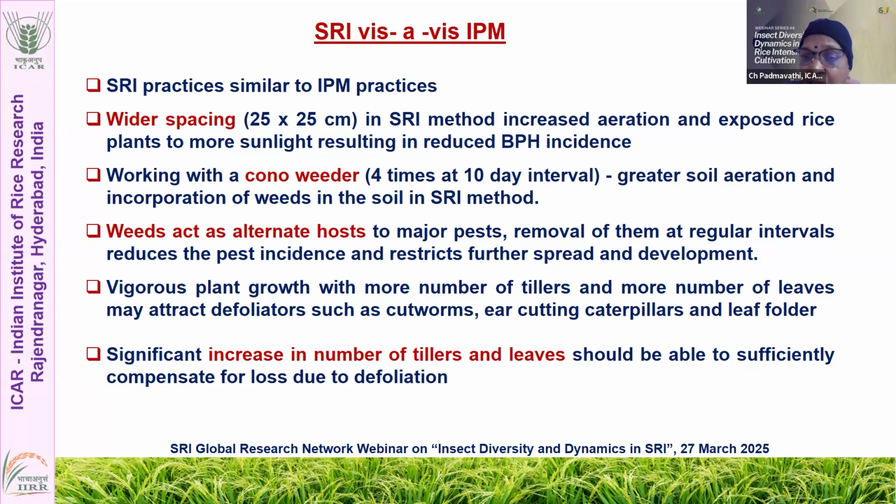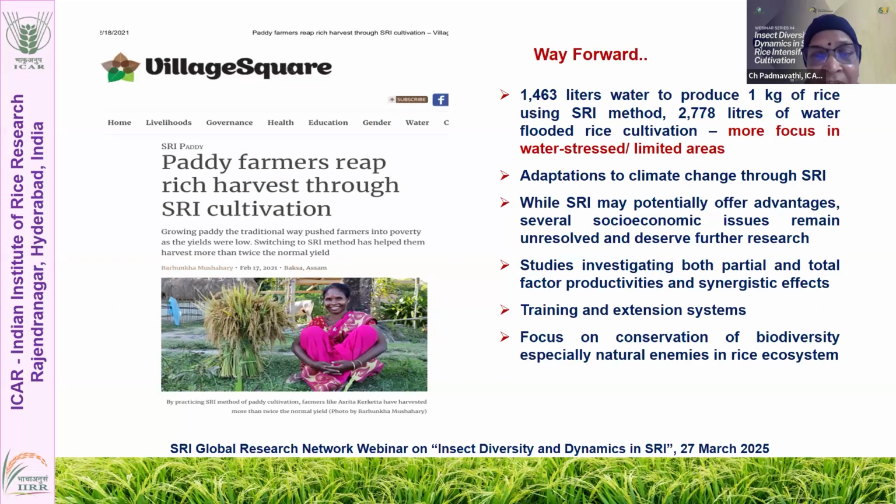Suppose each plant is having 10 tillers with respect to the normal method and 20 or 30 tillers with respect to the SRI method, when we calculate in terms of percentage, definitely there will be low damage only. And these SRI plants, because of their healthy nature also, are sufficiently able to compensate for the loss from defoliation. And you can see the farmers reaping paddy which they harvested through SRI cultivation. In fact, many print media have brought such photos, and many NGOs also have worked on it.